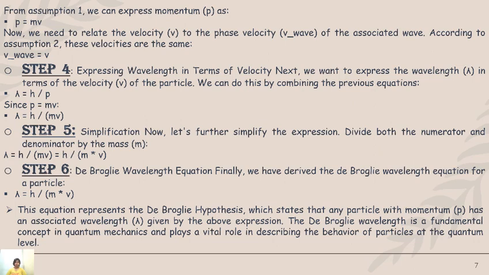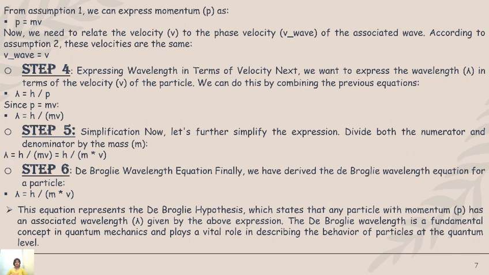Step 4, expressing the wavelength in terms of velocity. Next we want to express the wavelength in terms of the velocity of the particle. We can do this by combining previous equations. Lambda is equal to h divided by p. Since p is equal to mv, lambda is equal to h divided by mv.